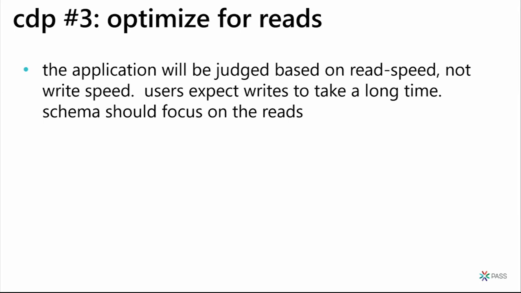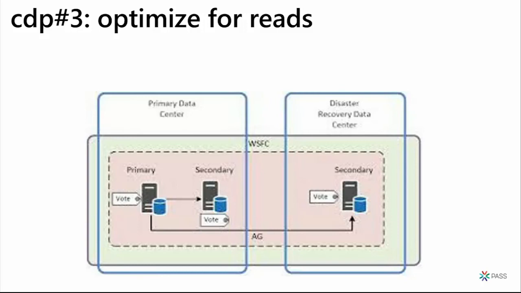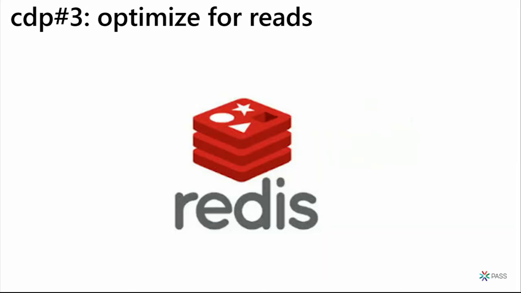So if reads outnumber writes 10 to 1, it is critical that we create a schema that accounts for the reading of the data. Because if we do that, we'll be better off, right? So there are a lot of ways we can optimize for reads. We can and should, in high-load systems, use read-only secondaries, because that will get the readers off the write server, right? We can use Redis cache.